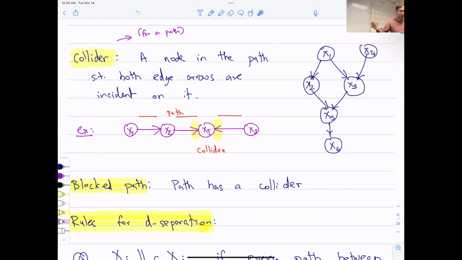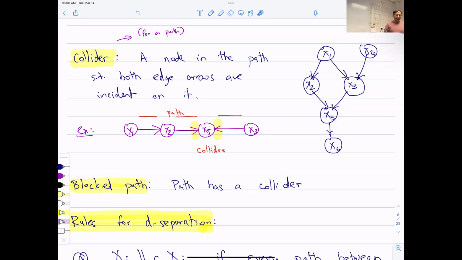And how do we test for blocking? First, if there is no conditioning at all on that path, then a collider, which is a node where all edges are incoming, matters. On this path, there is a collider, x5. If there's a collider, the path is said to be blocked. That's the basic rule.